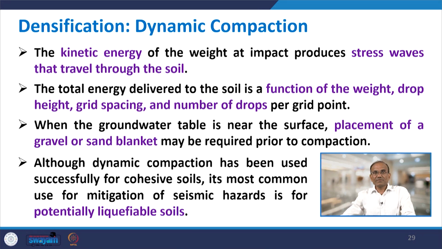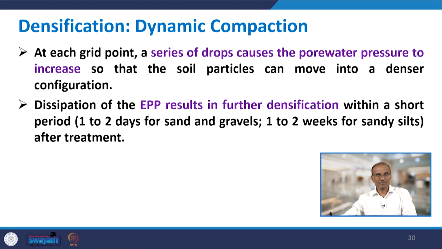The kinetic energy of the weight at impact produces stress waves that travel through the soil. The total energy delivered to the soil is a function of the weight, naturally the weight and the height from where it drops. It will also depend on the grid spacing and the number of drops. If you increase the number of drops, naturally the energy delivered will increase. When the groundwater table is near the surface, placement of a gravel or sand blanket may be required prior to compaction. Although dynamic compaction has been used successfully for cohesive soils, its most common use is for mitigation of seismic hazard in potentially liquefiable soils.